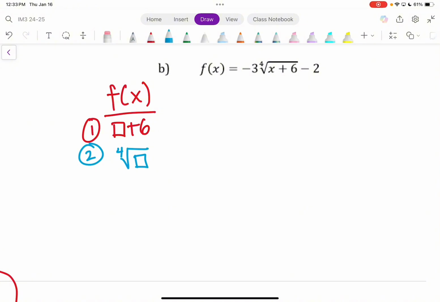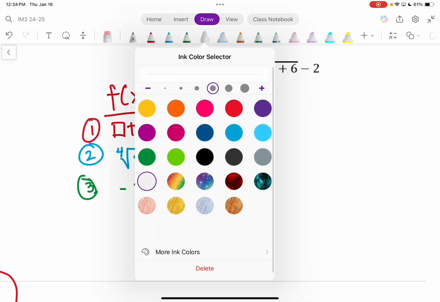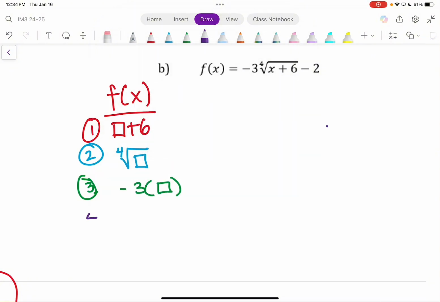Okay, what's after that? Justin, what's after that? No, of the original. What's in front of negative 3. So negative 3 times the box. Final step is going to be the following. Box minus 2. All right.